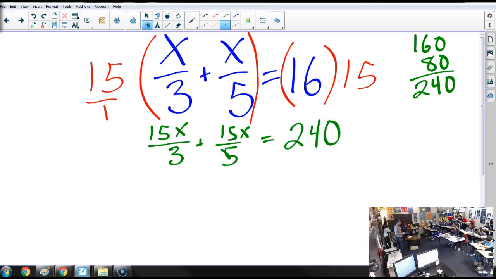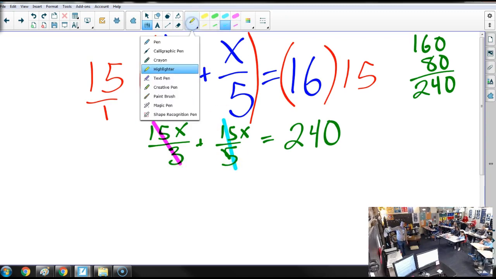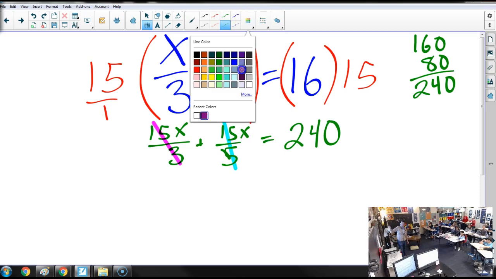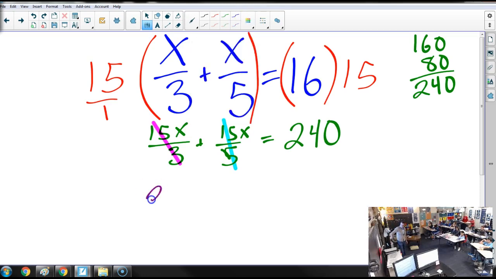So here's the secret passageway that you're going to be able to jump through after you practice this. What's 15 divided by 3? And 15 divided by 5? 3 and 5, right? Sorry, other way around. 5 and 3. This is 5x.